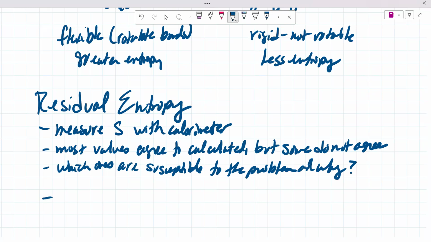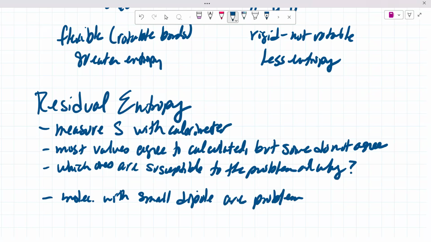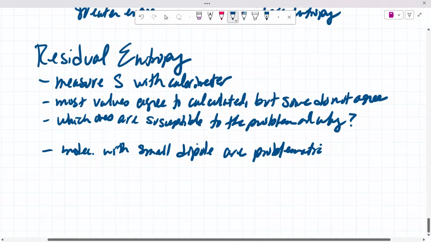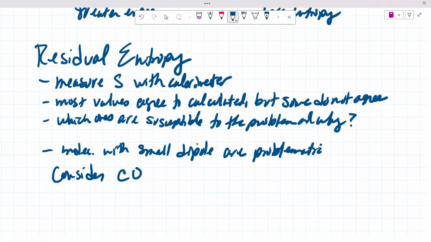So the answer is molecules with small dipole are problematic. Why is that true? Consider carbon monoxide, weak dipole.